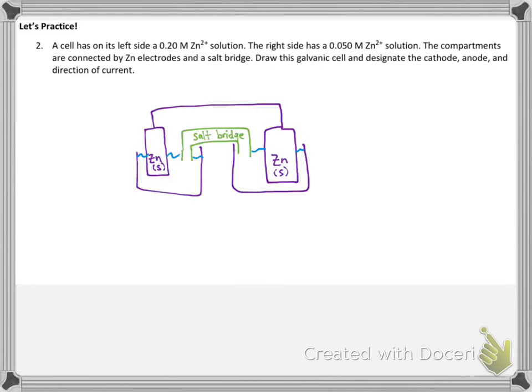Okay, the first thing I did was put in the stuff I knew had to be there, right? It's entirely made out of zinc. There's a salt bridge connecting the two. So it doesn't really matter which side you made the anode and which side you made the cathode, as long as you realize that the lower concentration is your anode and the higher, oops, I didn't write down the right concentration. There we go. Now the higher concentration is going to be your cathode.